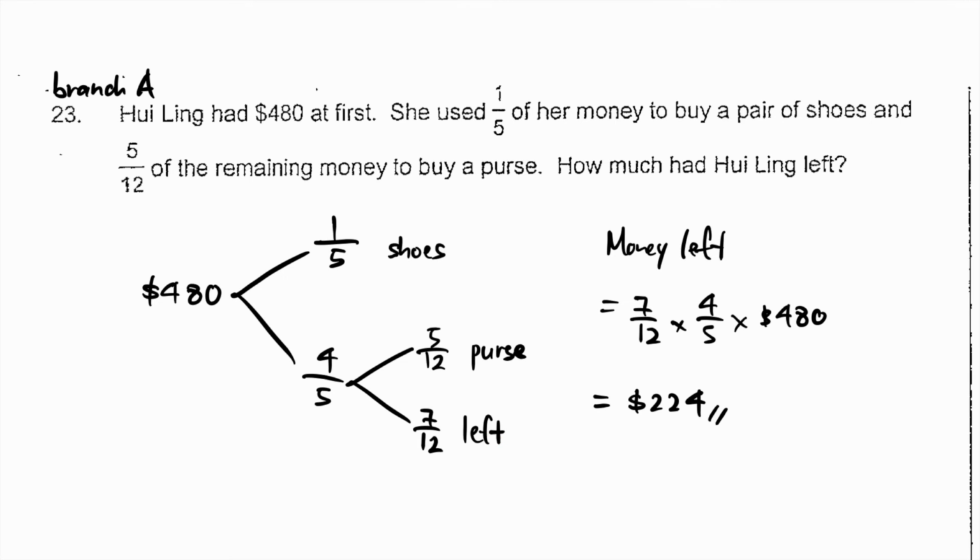How much had Hui Ling left? Well, you know that we are not to say 7/12. Nope. How much actual money? Look at the connection here. How much money had she left? It would be 7/12 of 4/5 of that $480 at first. With the calculator, this should be easy, $224.